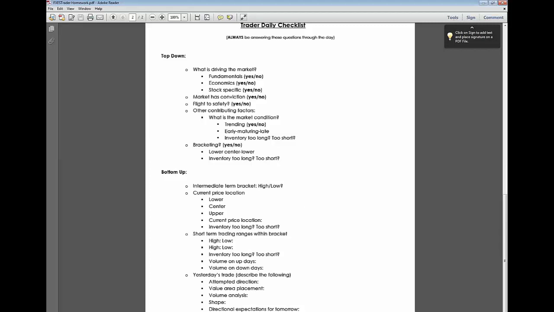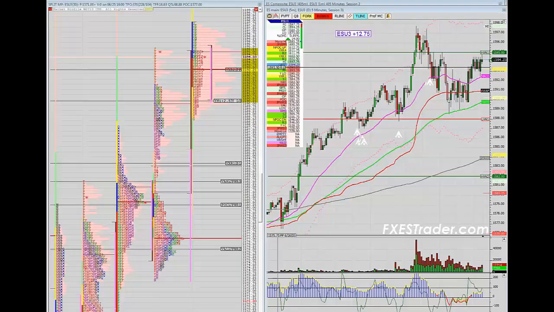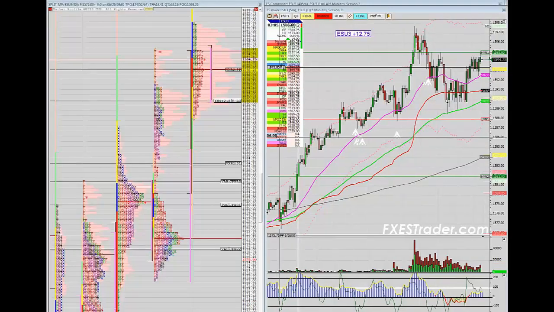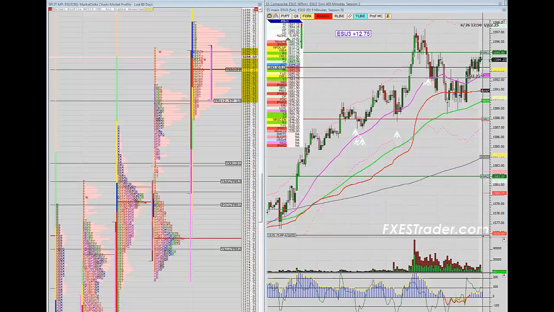So let me just switch over to the system here, and hopefully you can see that. With the trading homework, these particular levels that you see automatically come across on the charts, which is one thing I love about custom programming, the ability to fine tune in Market Delta. IRT software will allow you to make these changes too.